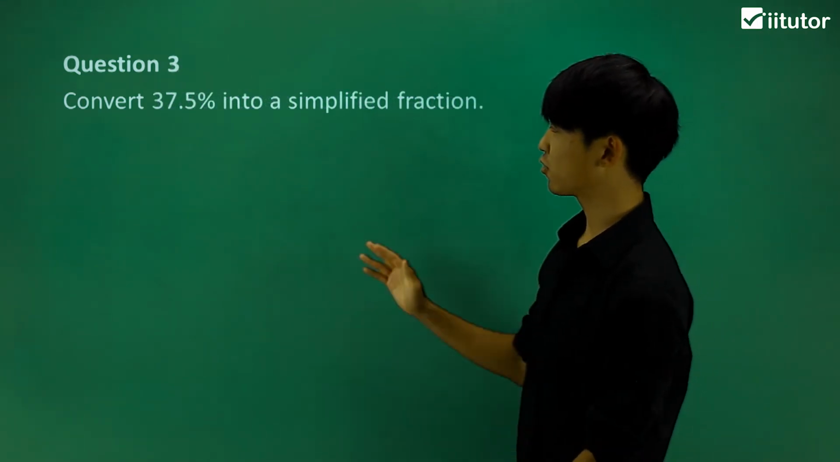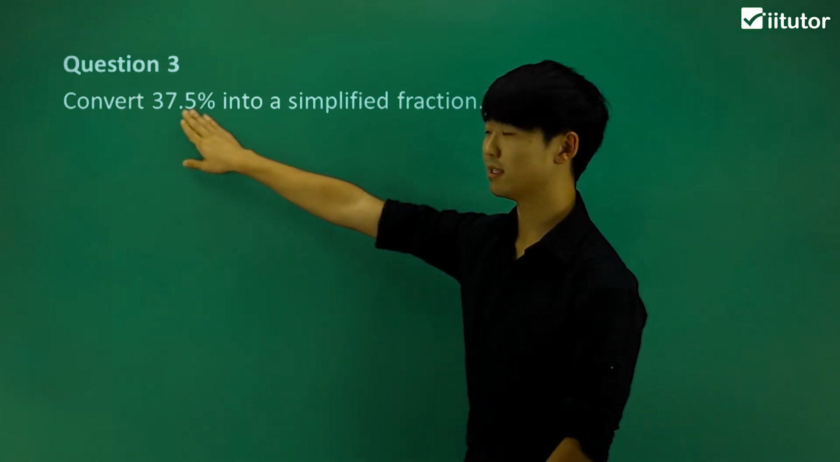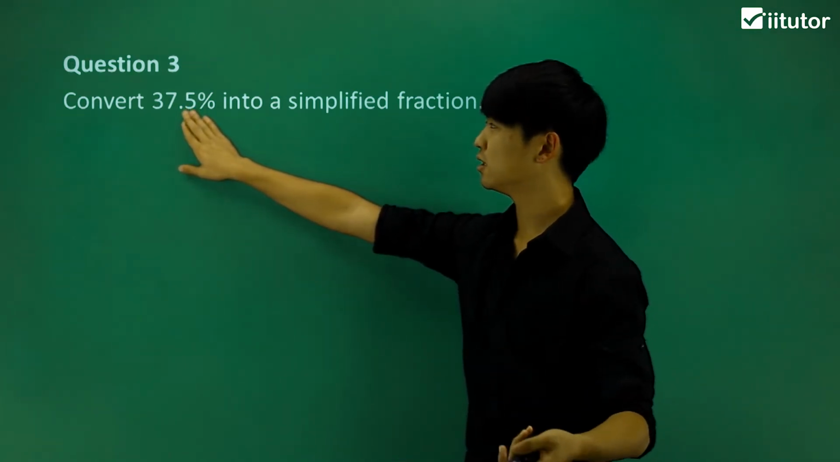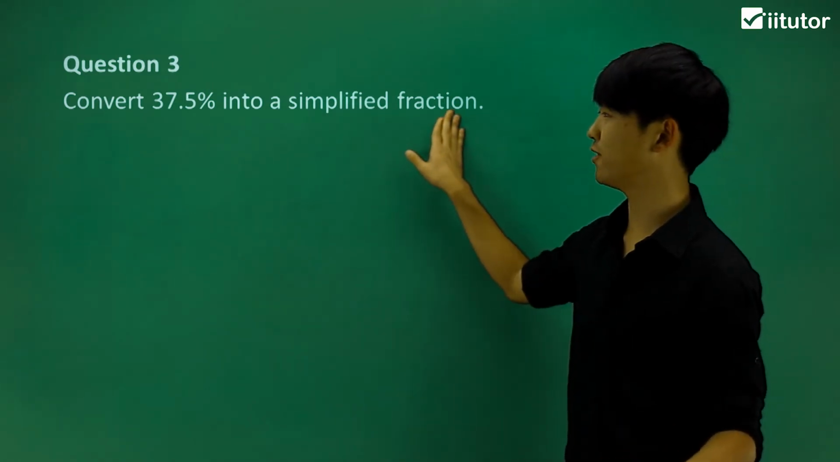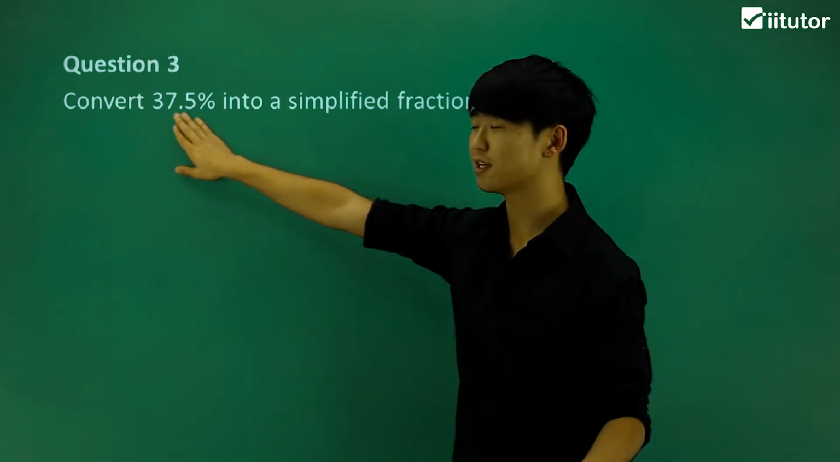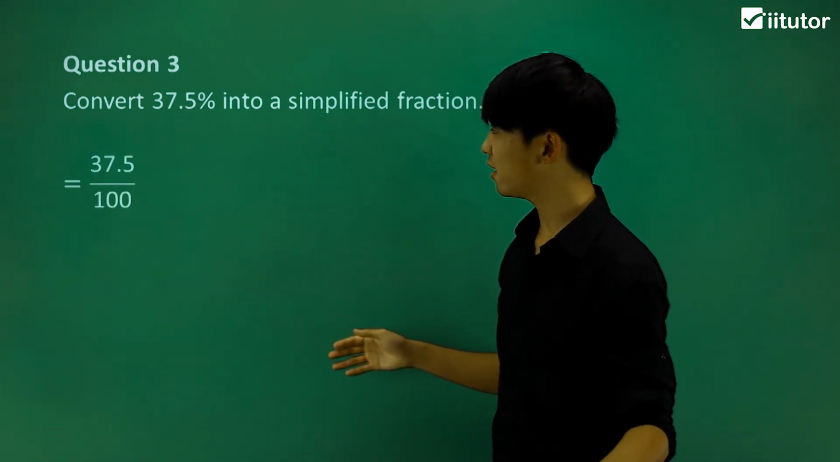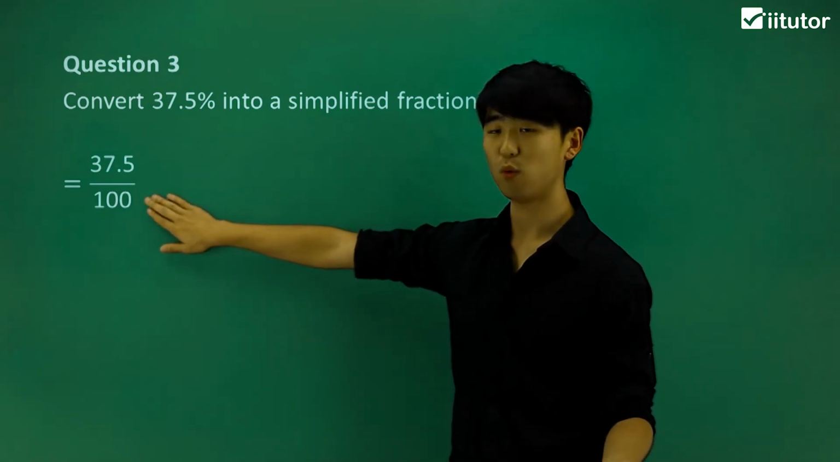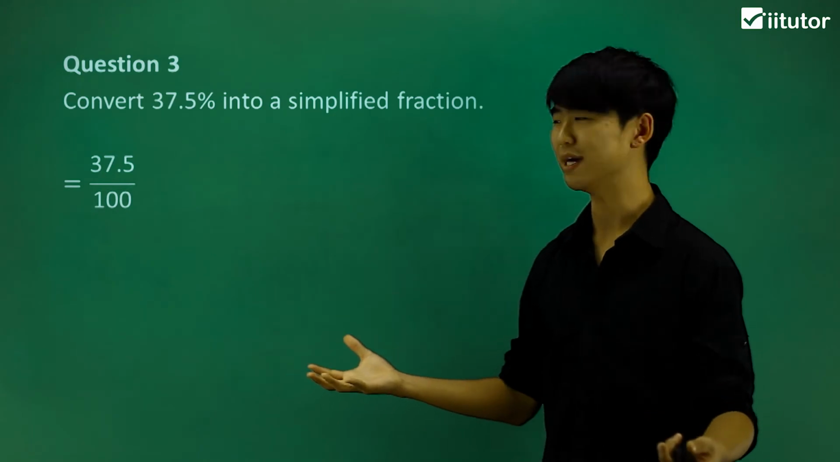Now looking at question 3, we have a little bit of a different question, because we have a little decimal in my percentage. So how are we going to convert 37.5% into a simplified fraction? Well, let's start off with what we know. Well, we know that 37.5% is another way of writing 37.5 over 100.